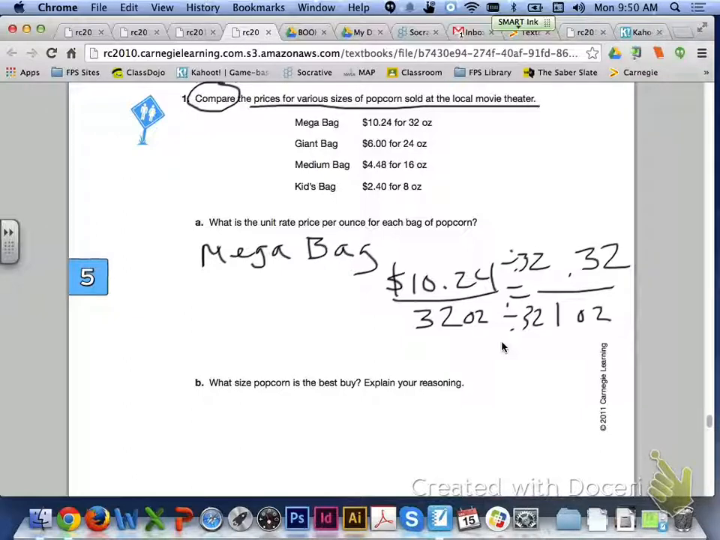So that is how you can set up a proportion in order to help you figure out the unit rate price for each of these bags of popcorn. So go ahead and figure out the giant bag, the medium bag, and the kids bag, and then when you are done, go ahead and answer letter B as well: which size popcorn is going to be the best buy.